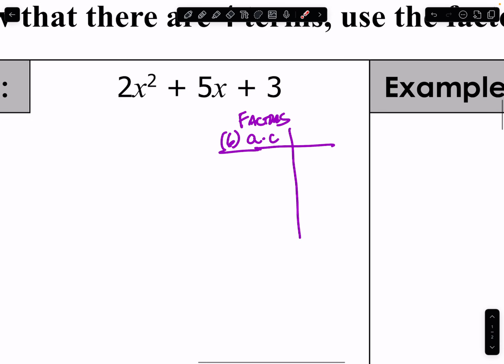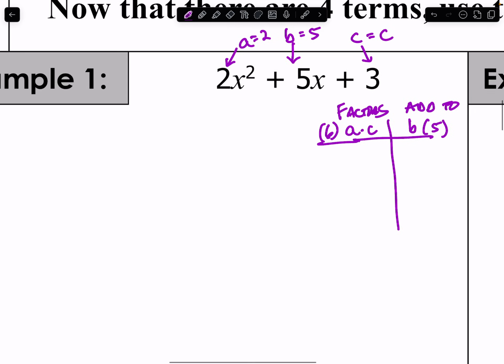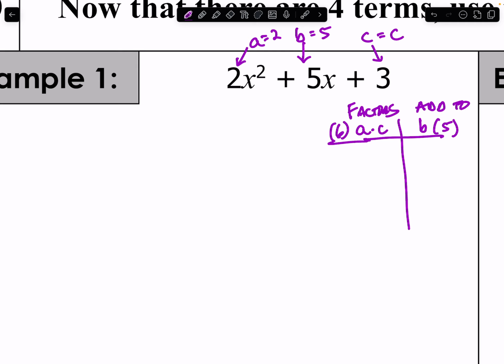So factors of a times c, and then we're going to go for that add to b, which in this case is 5. Sorry, I should have identified these. Remember, a, b, and c. A is 2, b is 5, c is 3. All right, so we're looking for factors of 6. So we're going to go 1 and 6, negative 1 and negative 6, 2 and 3, negative 2 and negative 3. 1 plus 6 is 7. This one sums to negative 7. 2 plus 3 is 5. Oh, I can stop. There's my winner because I wanted 5.